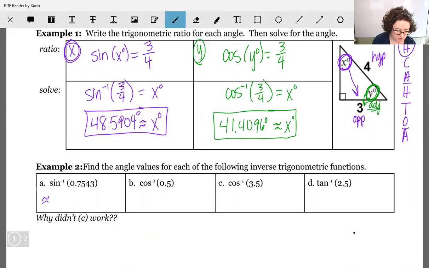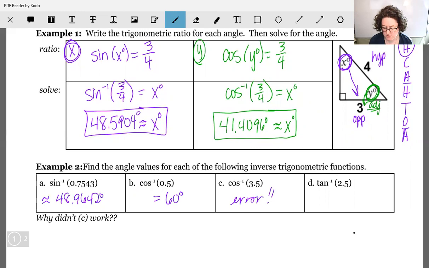So this comes out as approximately 48.9642 degrees. If I do that with cosine inverse of 0.5, I get a very nice number. That one comes out as exactly 60 degrees. And if I do that with cosine inverse of 3.5, then wait a second, you're getting some form of error message. That's on purpose. We'll see why in a sec.